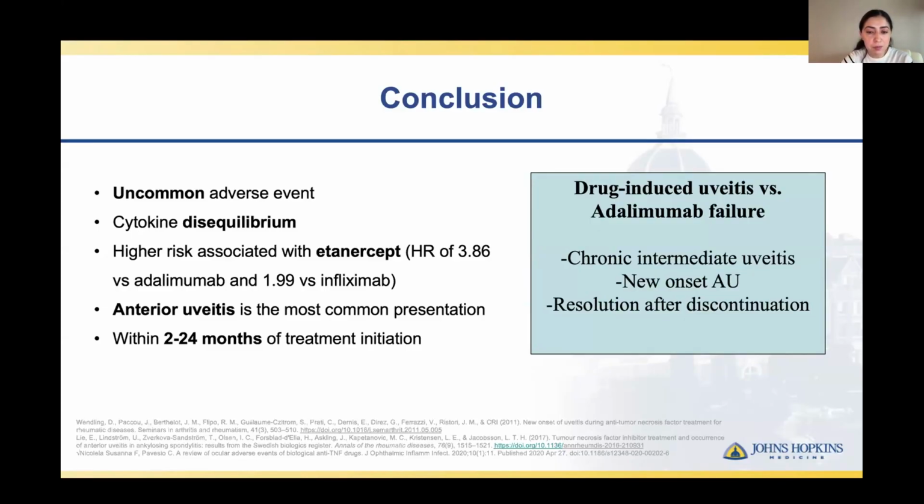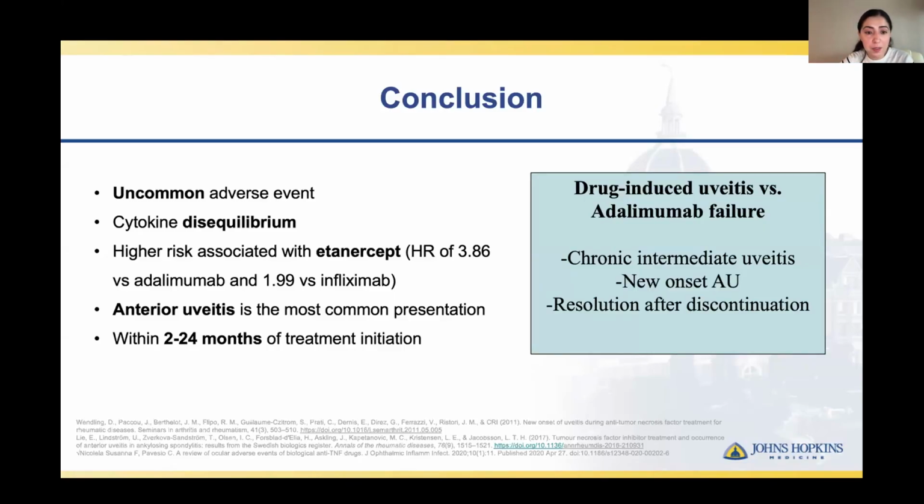The best or the most reasonable theory about this pathogenesis is a cytokine disequilibrium, meaning that while TNF alpha in this case is inhibited, there's an imbalance or a disproportionate amount of other inflammatory cytokines, such as interferon, for example, that can lead to inflammation through a different pathway.